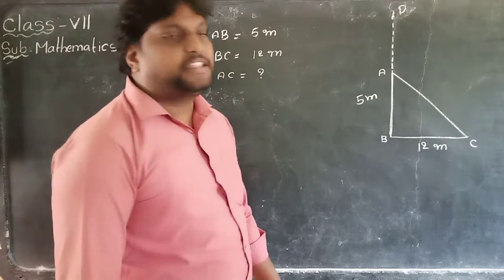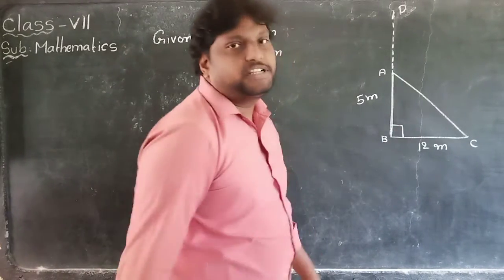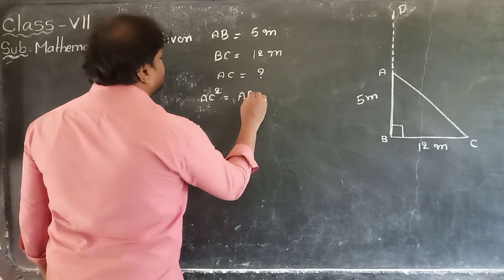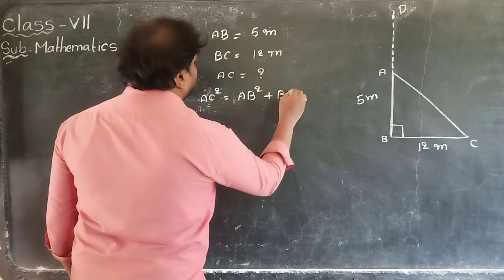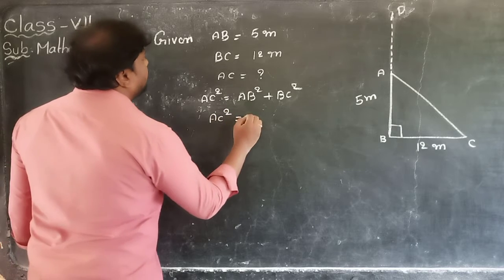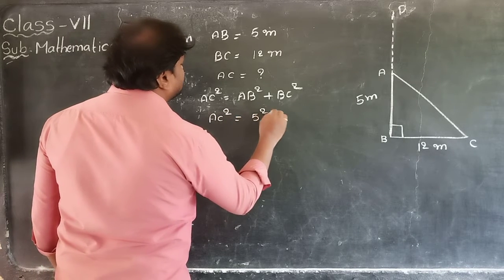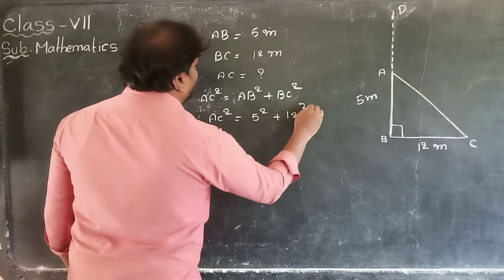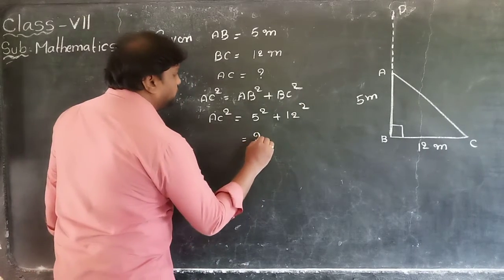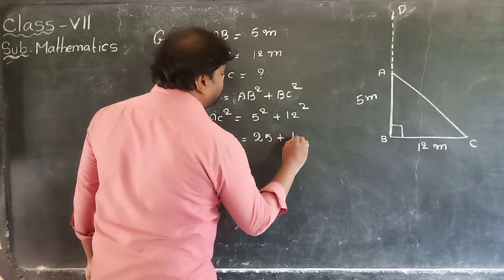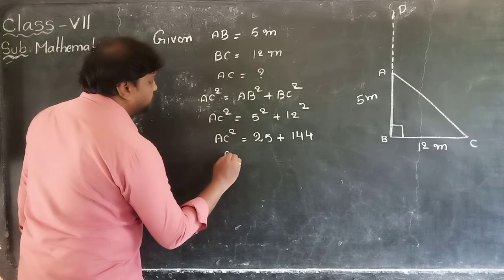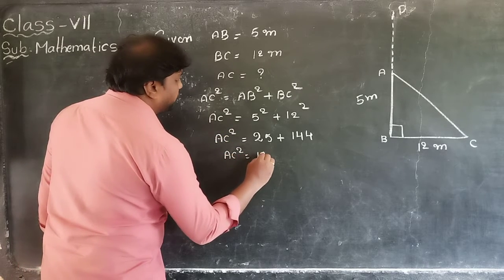Then according to the Pythagoras formula, what is that? The hypotenuse square. AC square is equal to AB square plus BC square. Then for AC square, I have to find the AB square value: 5 square plus 12 square. What is the value of 5 square? 5 into 5, 25, plus 12 into 12 is 144. This is AC square.